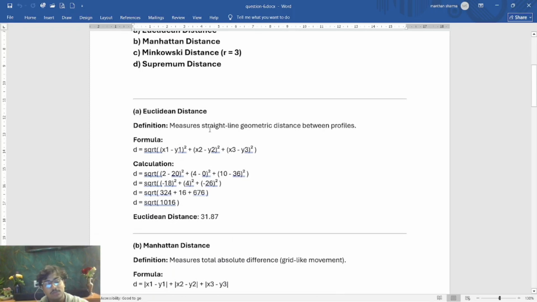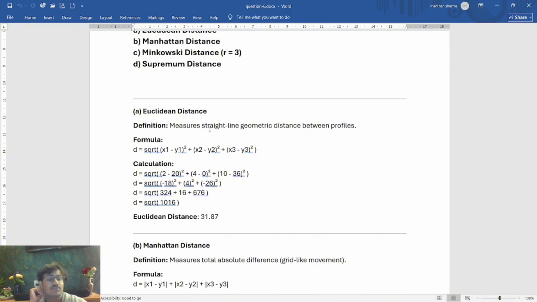First, let's compute the Euclidean distance, which measures the straight line distance between the two points in three-dimensional space by the formula square root of (x1 minus y1) squared plus (x2 minus y2) squared plus (x3 minus y3) squared, which calculates the square root of 1016, which is approximately equal to 31.87. So the Euclidean distance is equal to 31.87. Then moving on to the Manhattan.